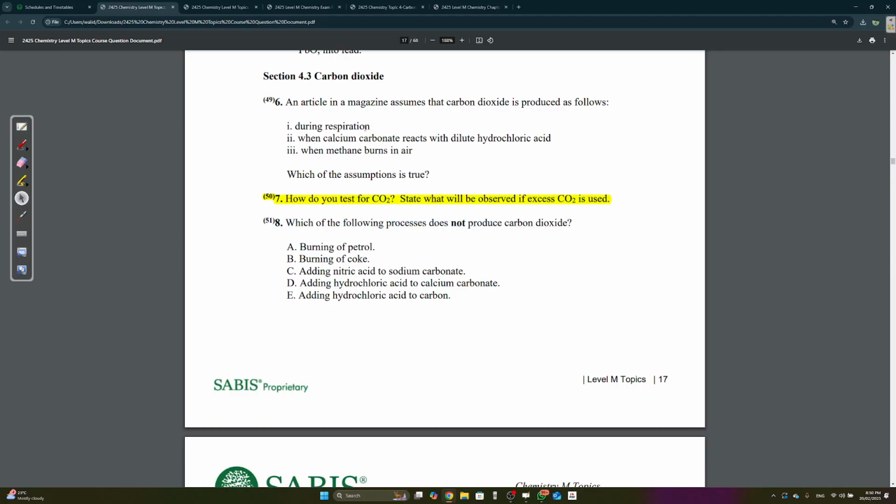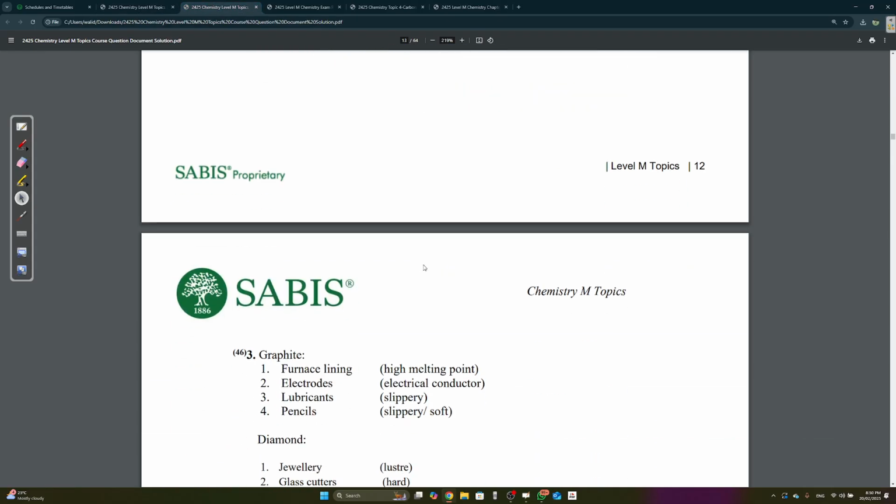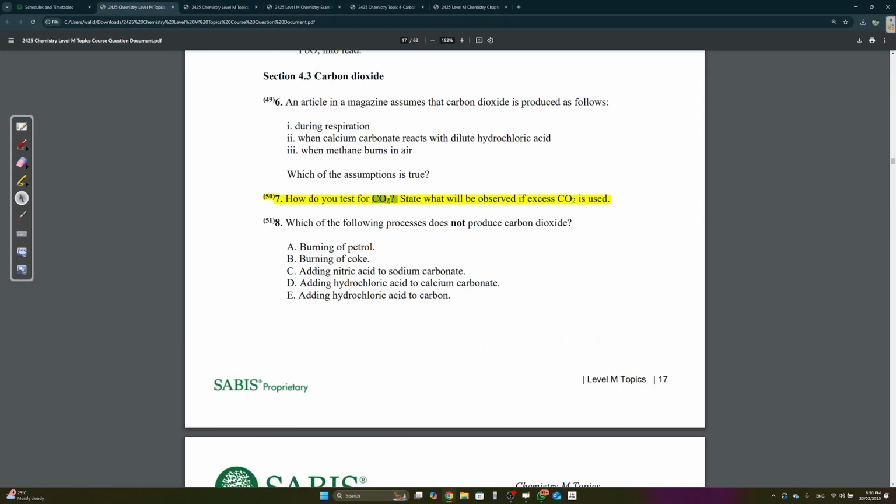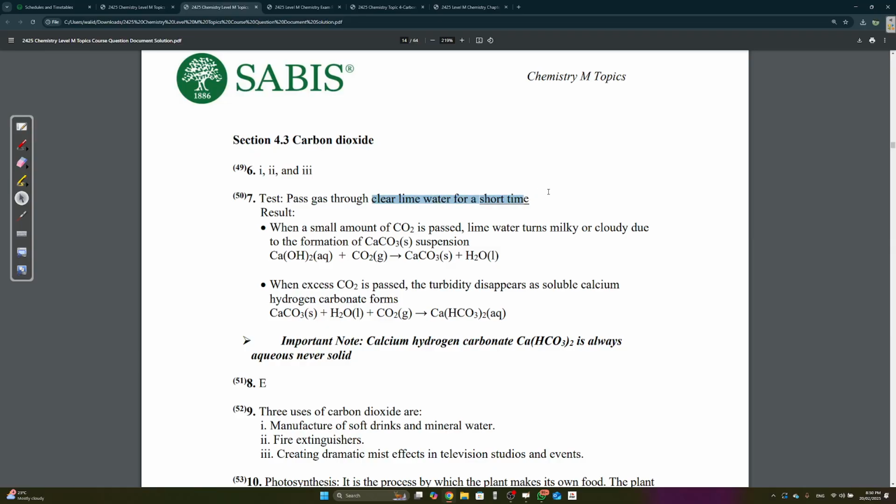How do you test for CO2, and what will be observed if excess CO2 is used? I can see this coming in the exam, although we do have past papers in the material. So, how do you test for CO2? We all know we use lime water, right? So pass it through lime water, but the key phrase here is for a short time, because if you keep it for a long time, what's going to happen? Let's take a look.